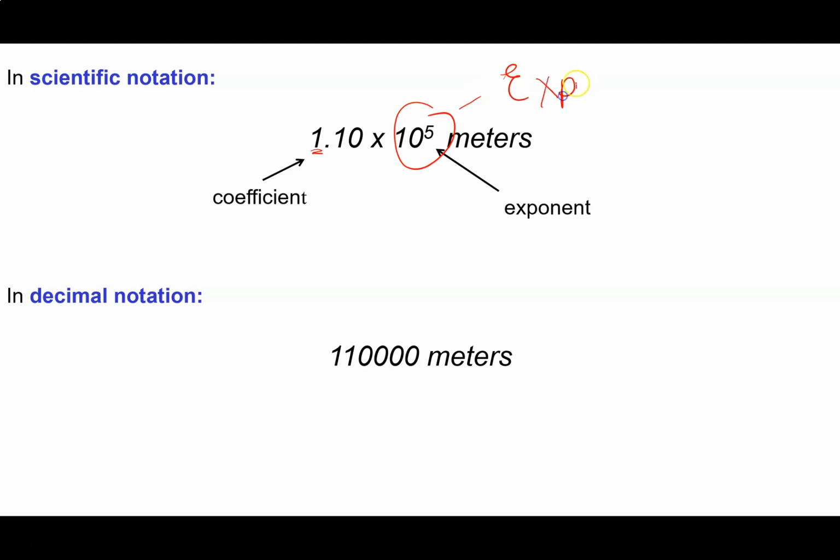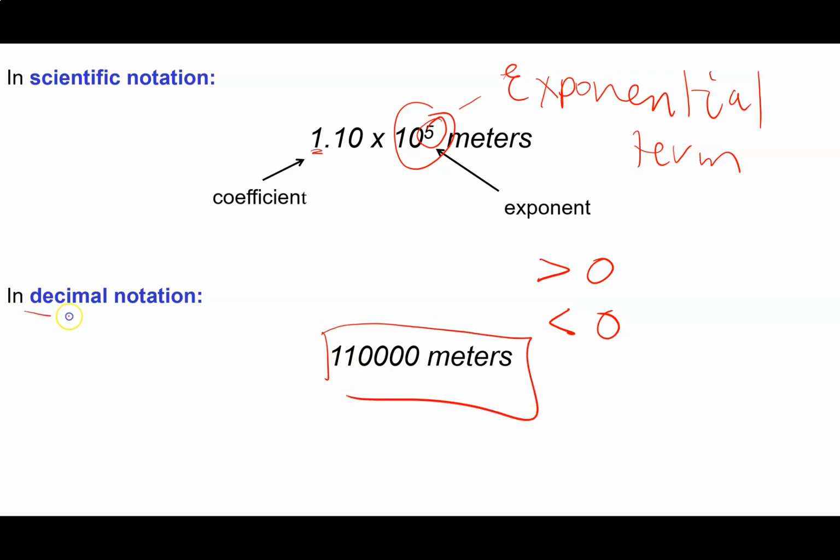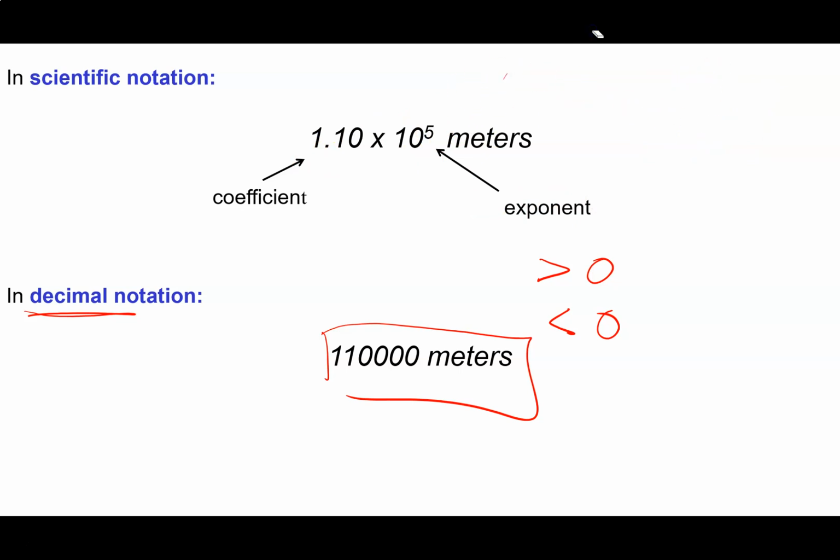So I should label some of these things here. So the whole power of 10 is often called the exponential term, and that little number up there is the exponent, and it can be a positive number, it can be greater than 0, and it can also be a negative number. So here is 110,000 written in what we call a decimal notation. So decimal notation just means conventional notation. And here is the same number written in scientific notation, where we have our coefficient multiplied by our power of 10. Those two numbers are equivalent.